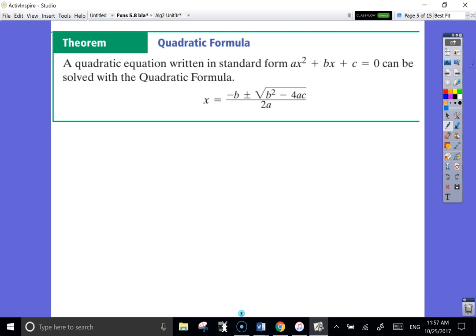So here is the quadratic formula. First of all, you're not going to try to use it unless you've got the standard form quadratic equation equals zero. Then from there, you can pick out the values of a, b, and c. A is the coefficient of the squared term, b is the coefficient of x to the first, and c is the constant. And you just plug it in like that.